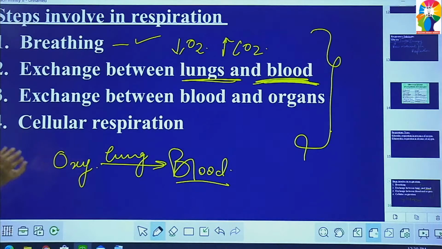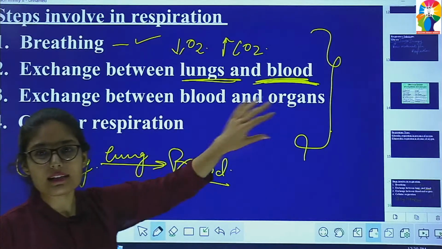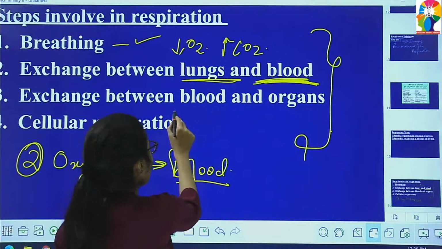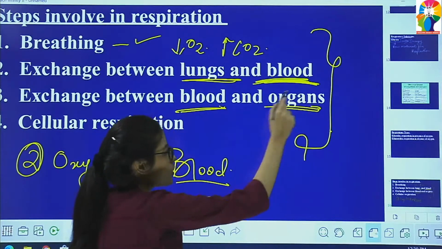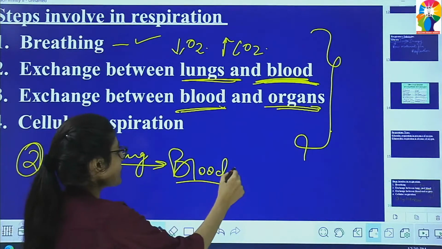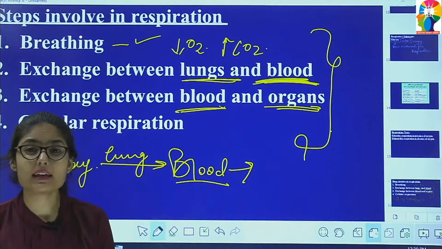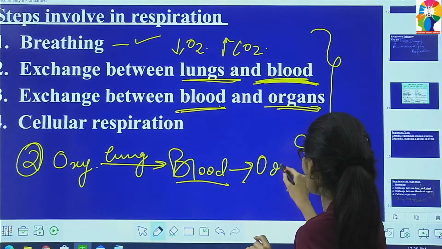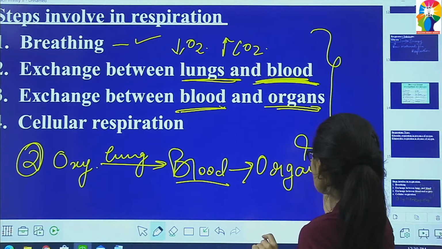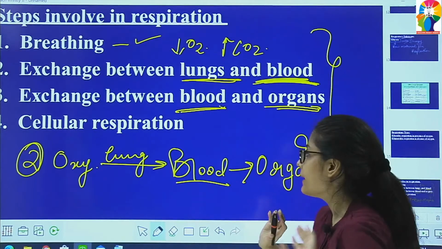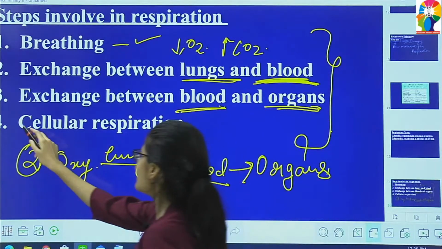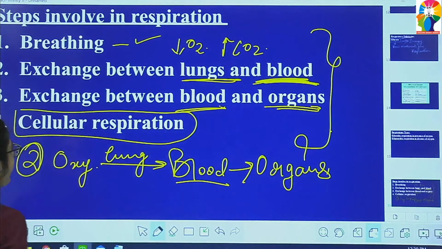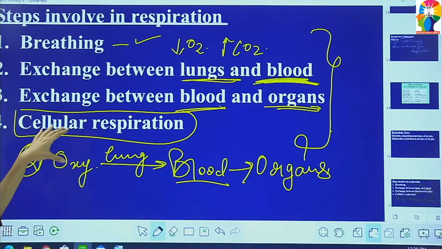Now the third step will be the exchange between the blood and the organs. Now when your oxygen has gone into the blood, what happens? From the blood it will go to your organs, your different body parts, different organs. Now what happens is the cellular respiration. Very important, the last process is cellular respiration.